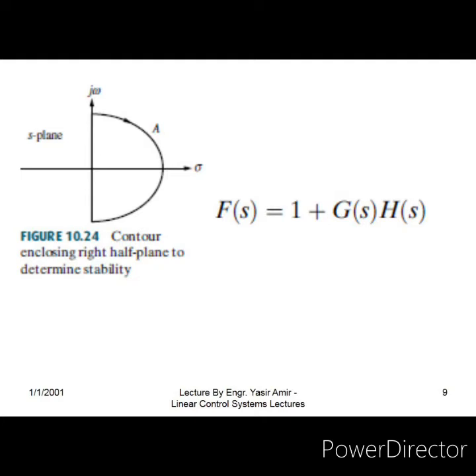But one thing you should note is that any poles of the closed loop transfer function inside this contour are unstable poles. So no pole should lie inside this contour. Anyway, that is what we will see separately. At the moment, what you should remember is that our F of s is as shown in this slide, and the path that we will select is as shown in figure 10.24.